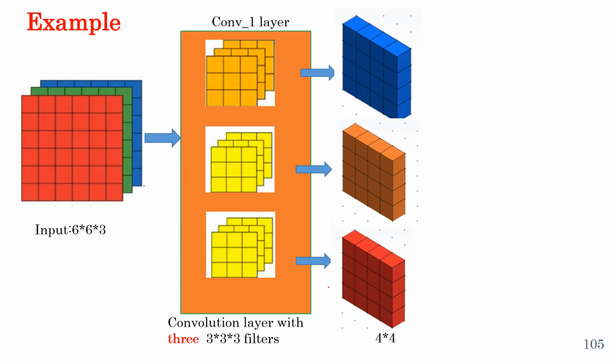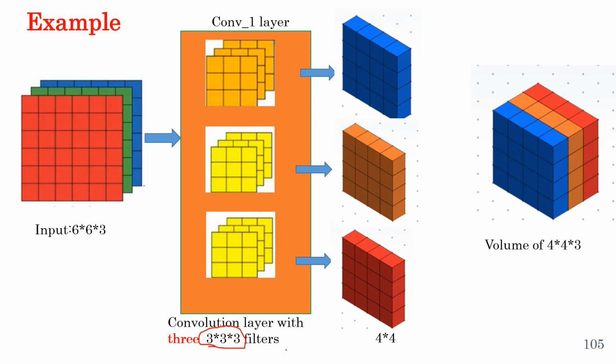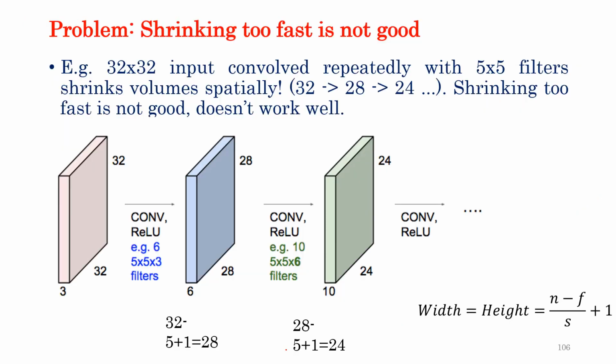So for the convolution layer, again, if you talk about a color image, you can have a size 3 times 3 times 3 filter, and then you get the output feature map and so on. You can create a volume of feature maps.